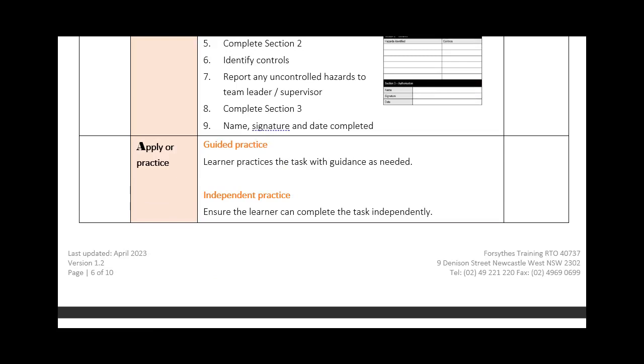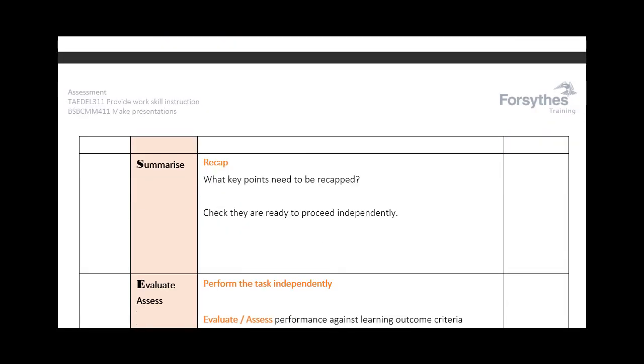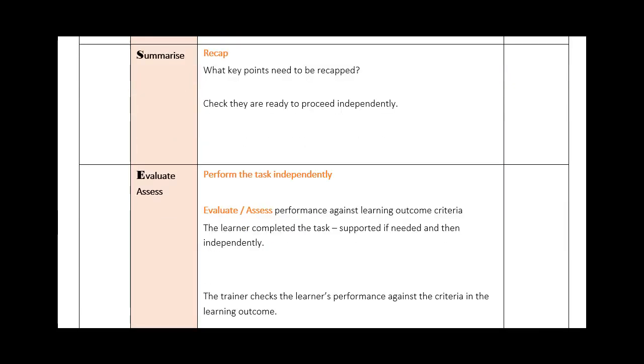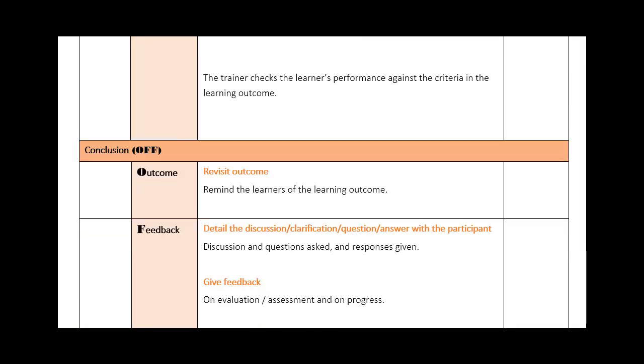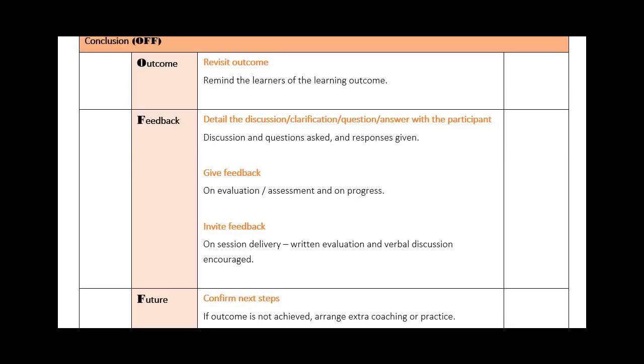Then you see there's guided practice and independent practice. Then we do a bit of a recap, and we also assess or give them a bit of feedback on how they went and what things maybe they need to do differently or better next time round. Then we move into our conclusion, and this is where we turn them off. In the intros, we went through the intros, and in the conclusion, we go through the outcome. So we revisit the outcome.